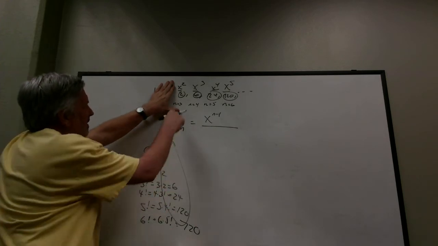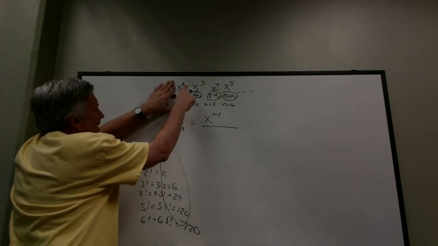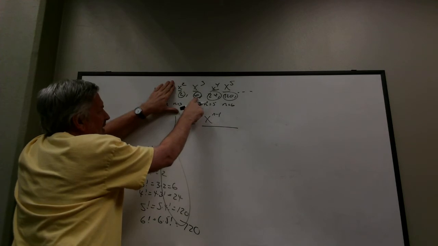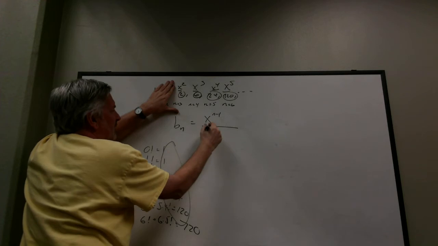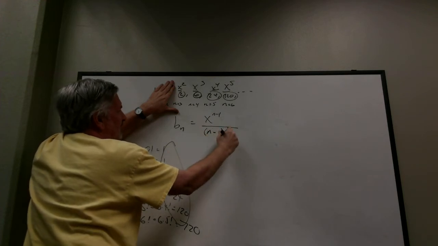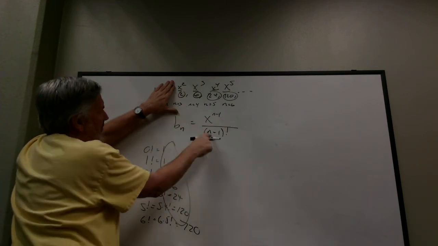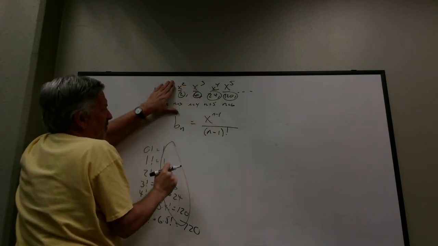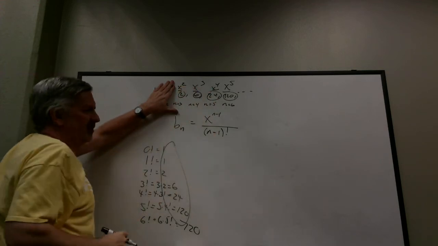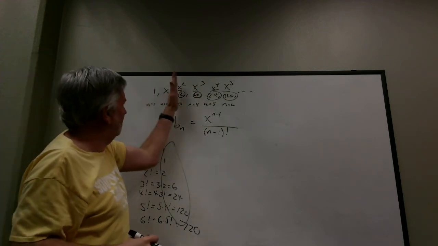Now notice, this is 2 factorial, this is 3 factorial, that's 4 factorial, 5 factorial, which is 1 less than each of those. So the denominator here is n minus 1 factorial, right? When n is 3, that's 2 factorial. When n is 4, that's 3 factorial. When n is 5, that's 4 factorial. So that's working for all of those.